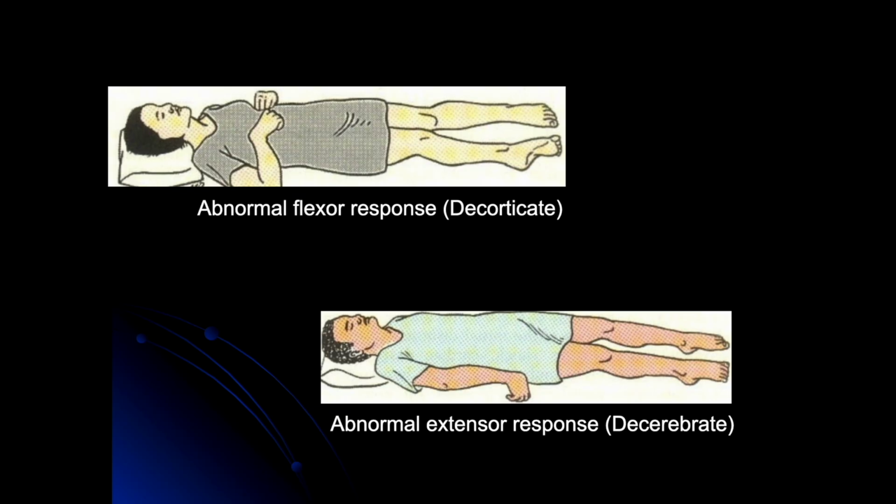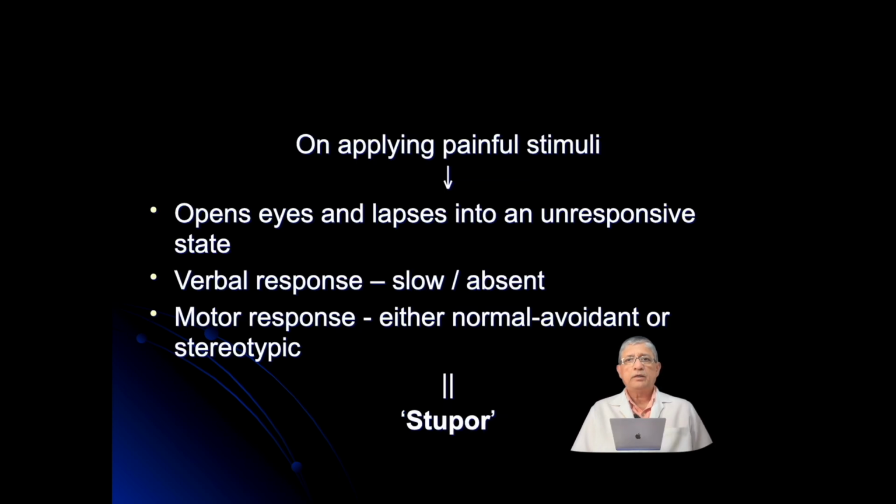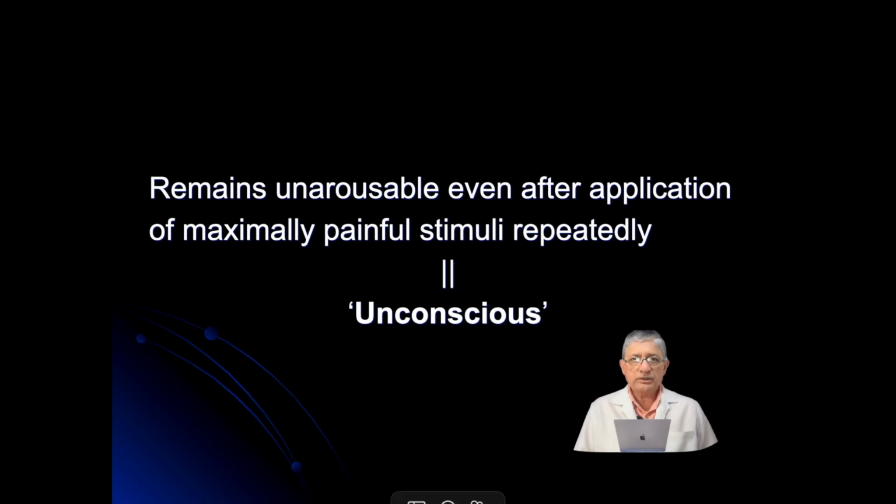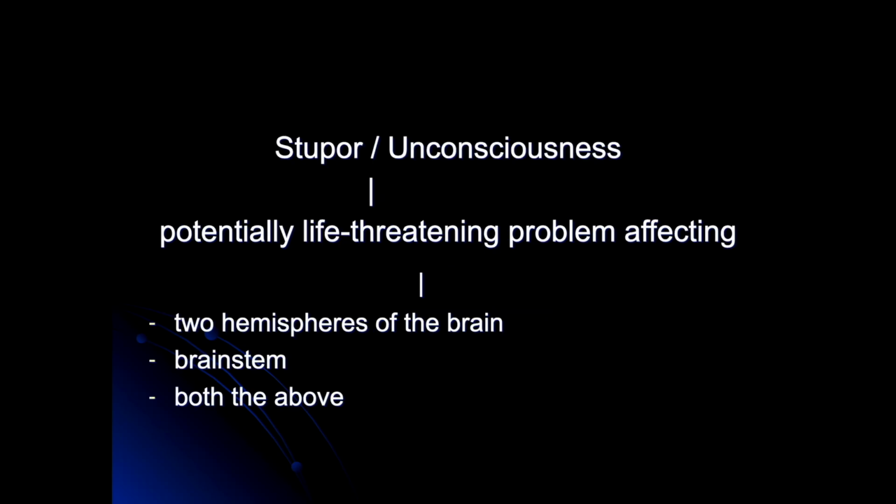These are the stereotypic responses. This is abnormal flexor response, and this is abnormal extensor response. Such a deteriorated level of consciousness is called stupor. If the patient remains unarousable even after application of maximally painful stimuli repeatedly, then the patient is said to be unconscious. Stupor and unconsciousness suggest a potentially life-threatening problem affecting the two hemispheres of the brain, brainstem, or both.